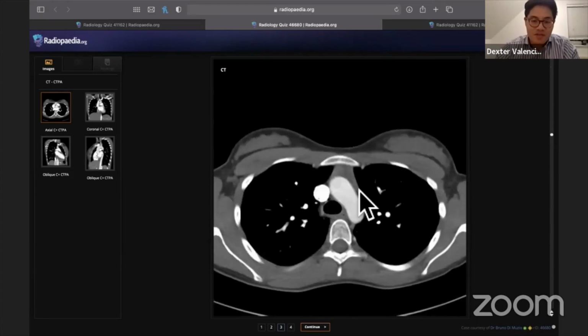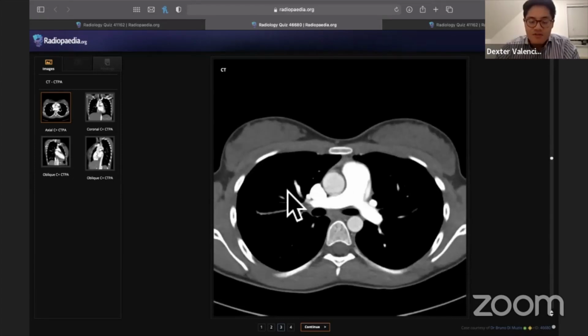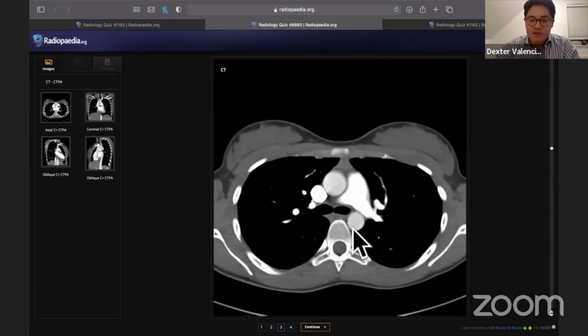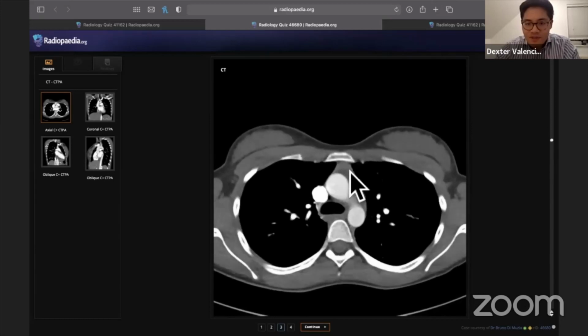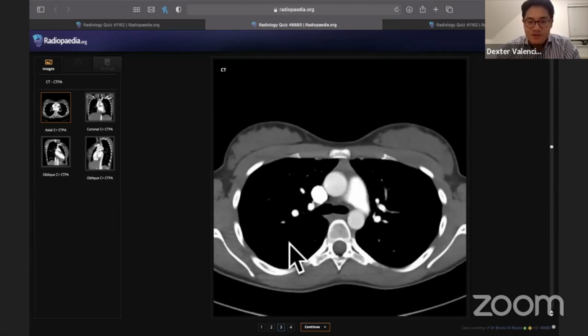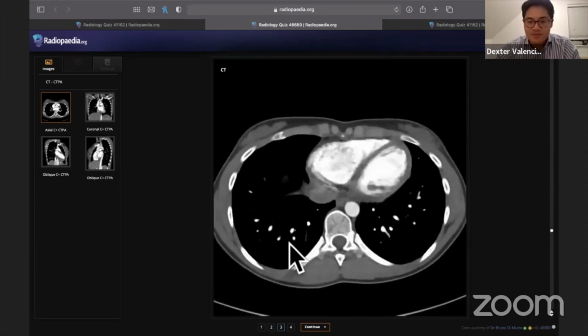So we've covered the mediastinum. We've covered the lungs, the airways. What else can we cover? In young patients here, you can see there's a little bit of a triangle, and it's similar attenuation or density to muscle. This is probably just a normal thymus or thymic remnant, which you can see in young patients.